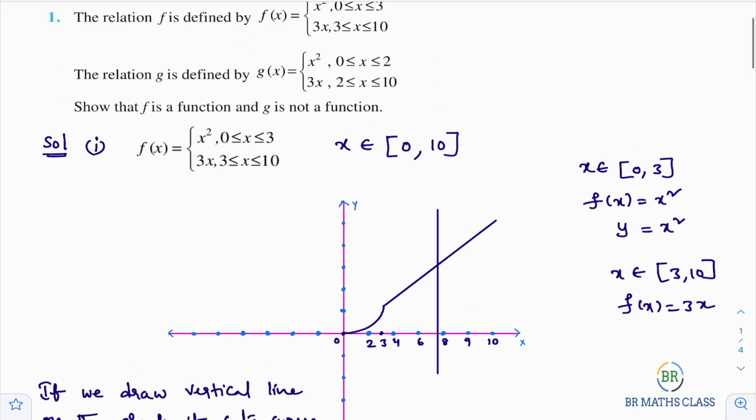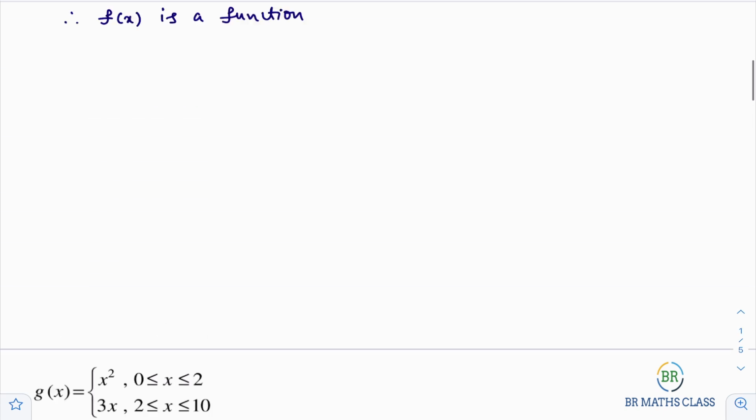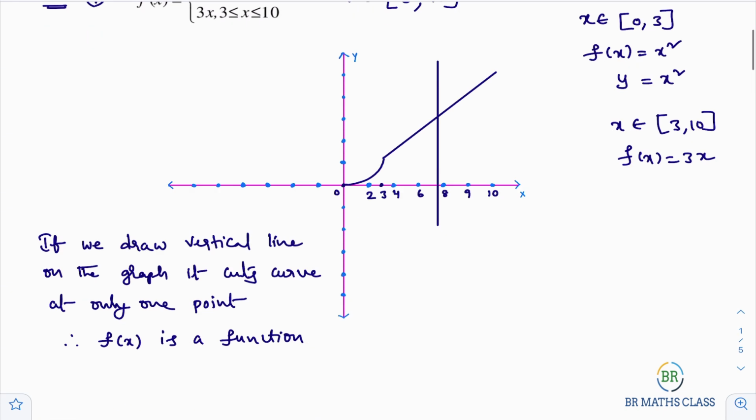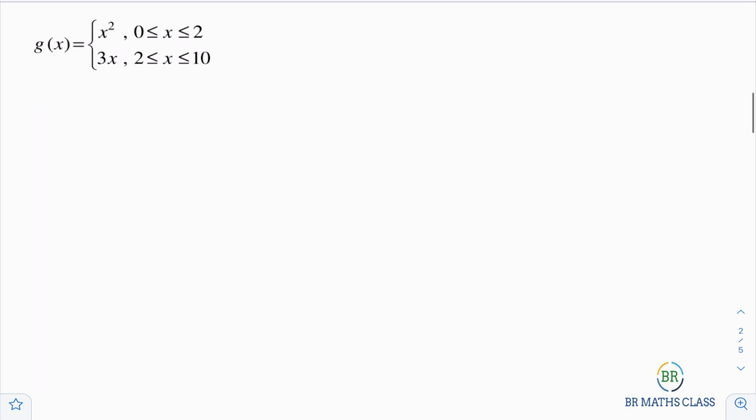Now in this only, one more relation is given. You observe this: g of x equal to x square, g of x equal to 3x, and the x values are from 0 to 10. Now you need to decide whether this relation is a function or not. Here, in the question they are asking to show that g is not a function. When it is not a function, proving it is very easy. How to prove it? Very simple.